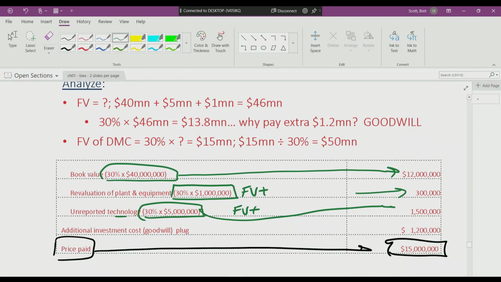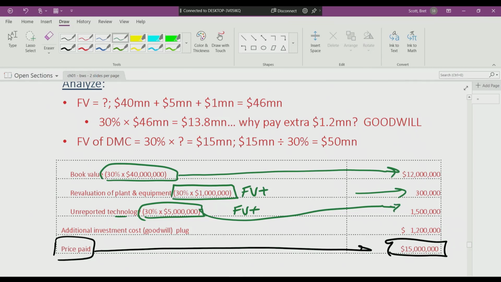So at the negotiation table, I might sit down with the shareholders and the board of DMC and say, hey, look, let's do this deal. And they may turn around and say, we're not going to take $12 million from you. That's a starting point. And I might be like, what? Are you trying to rip me off?